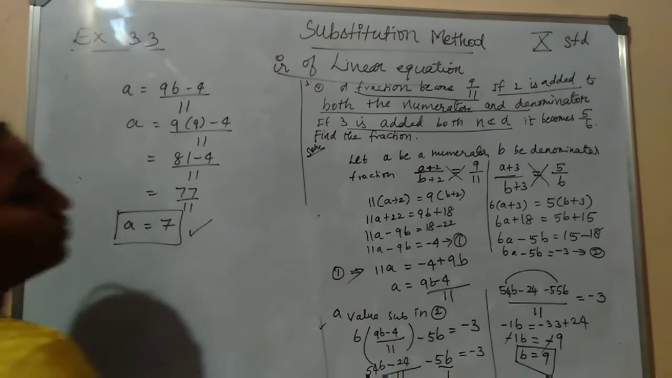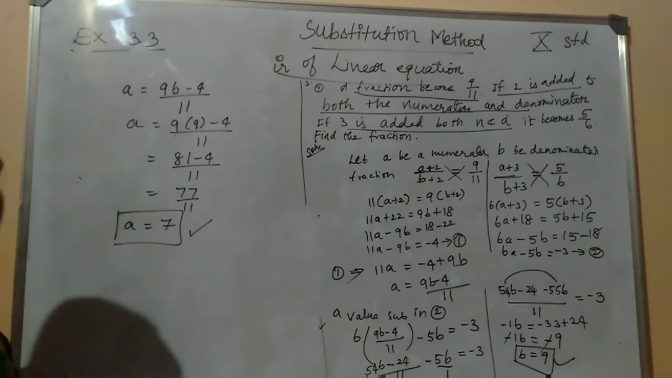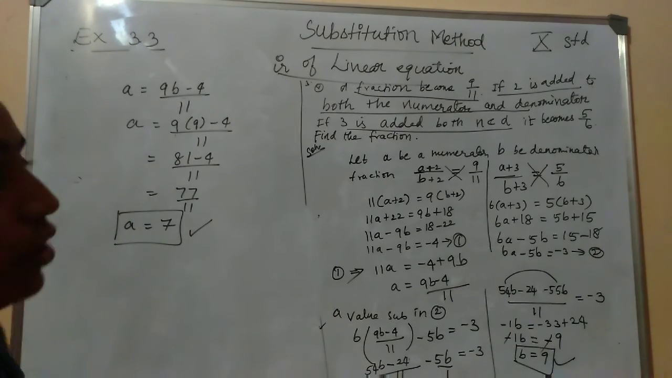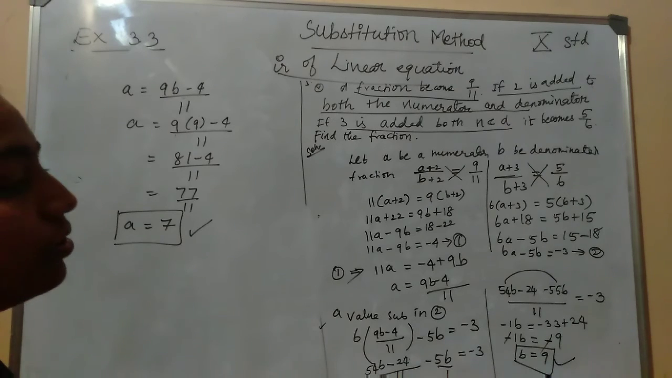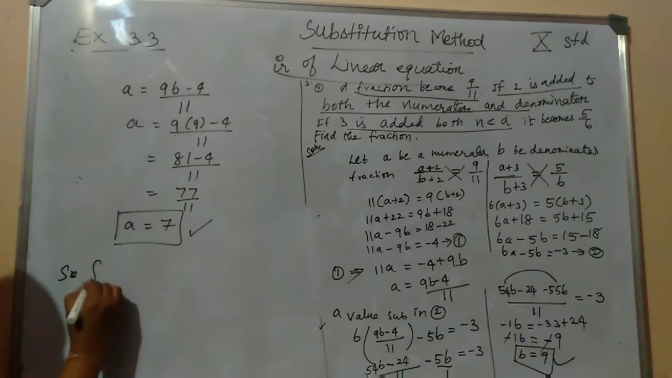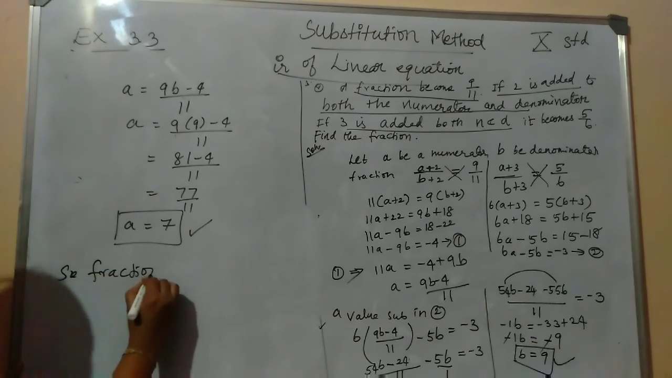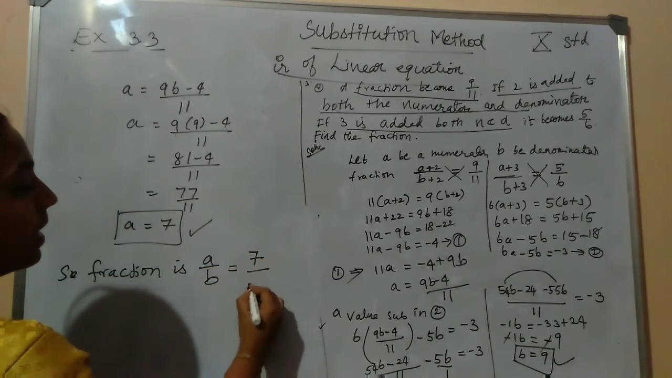I got the a value and b value. Is it correct? So shall I leave it like that? No, the question is you should find the fraction. So you should find the fraction a by b. So the fraction is a by b, where the a value is 7 and the b value is 9.